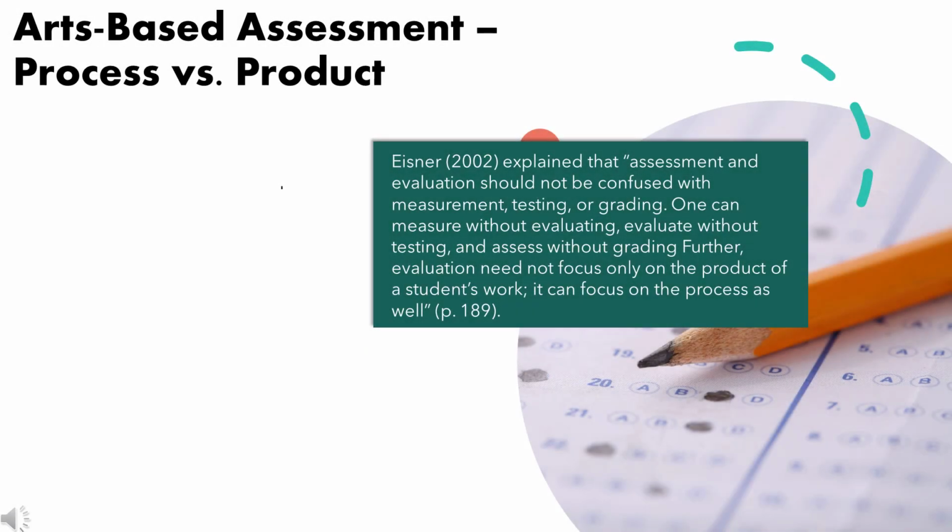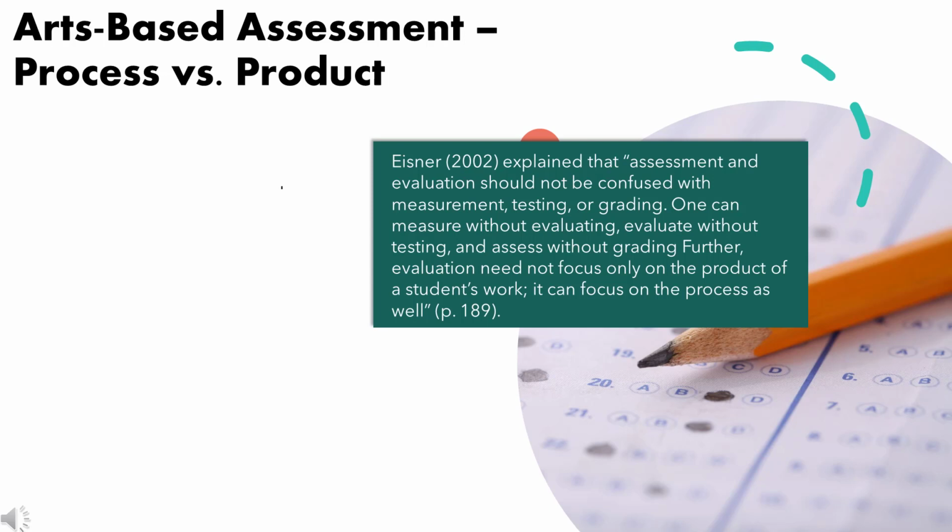Let's look at processes versus products when we're thinking about arts-based assessment. But first, I want to consider guru Elliot Eisner's 2002 quote when he explained that assessment and evaluation should not be confused with measurement, testing, or grading. One can measure without evaluating, evaluate without testing, and assess without grading. Further, evaluation need not focus only on the product of a student's work. It can focus on the process as well.